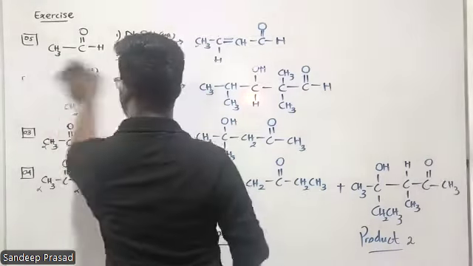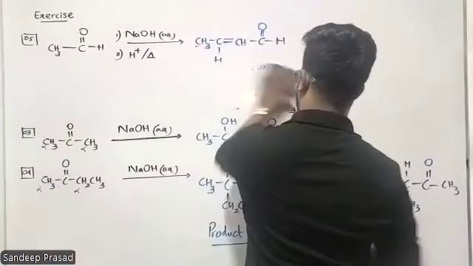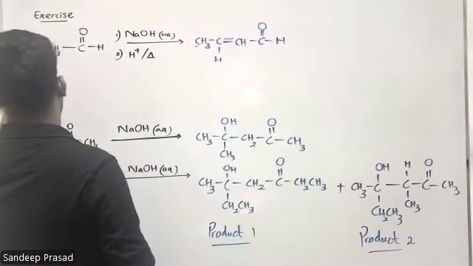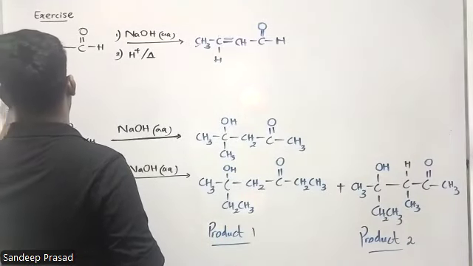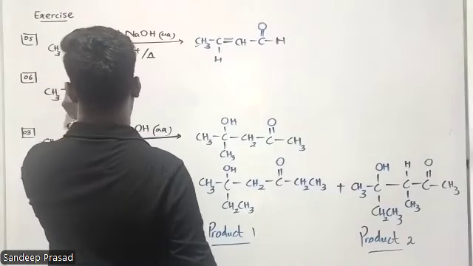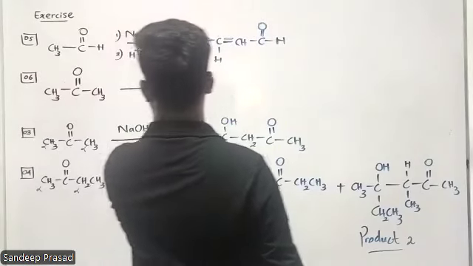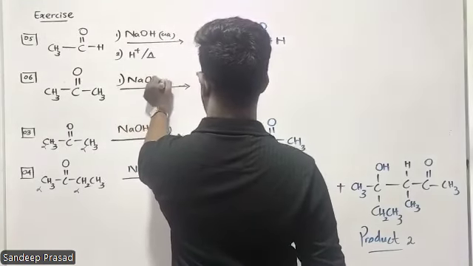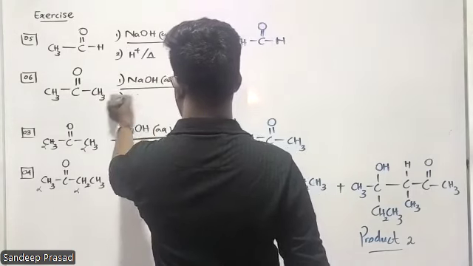Right. So let me do the same thing for the ketone. Now you should be able to get the product directly. Yeah? Number 6. CH3, C double bond O, CH3. And I'm going to add here sodium hydroxide and then H plus, heat.